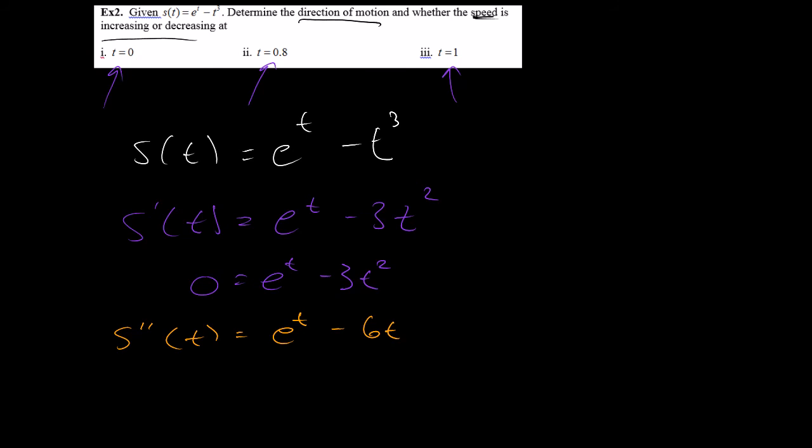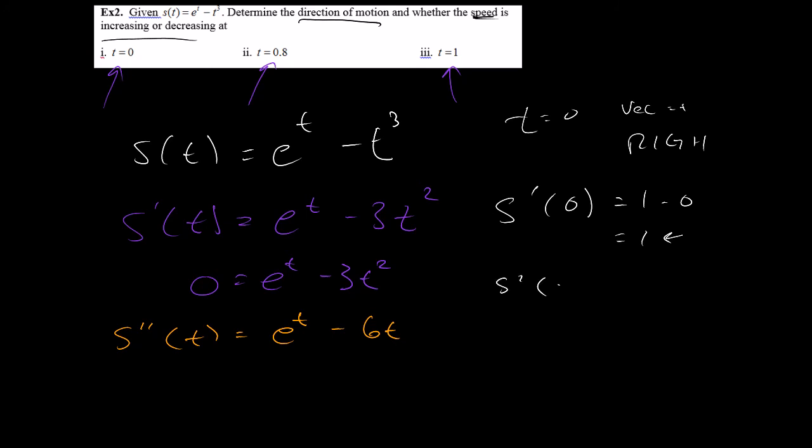So if we plug in for our direction of motion, we need to figure out if it's positive or negative. So we're going to do s prime of 0, and we're going to get 1 minus 0, which equals 1. So is 1 a positive or negative number? Well, it's positive. So when t is equal to 0, we have a velocity which is positive, so that means we're going to the right.